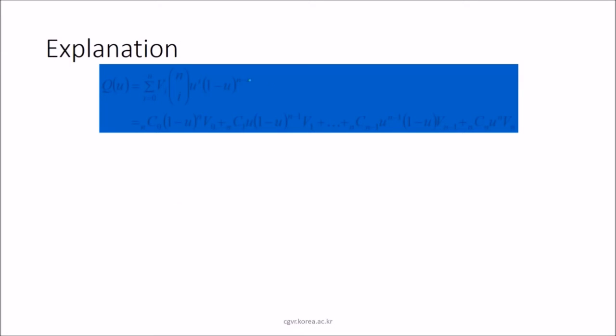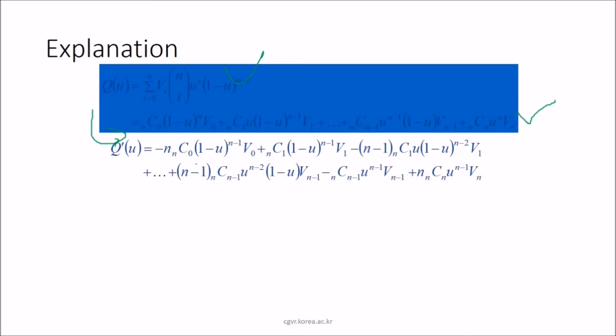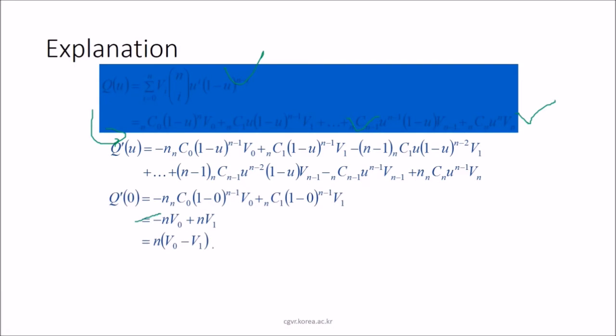The explanation is like this. We have already seen how it gets down to this expression. So this is how you take Q'(u). We just take the derivative of this and put 0 here, and this will be equal to n (V1 minus V0), as I suggested earlier in this slide. In Q'(1) we place 1 here. This will become n (Vn minus V_{n-1}).